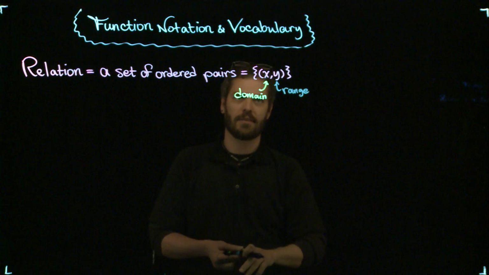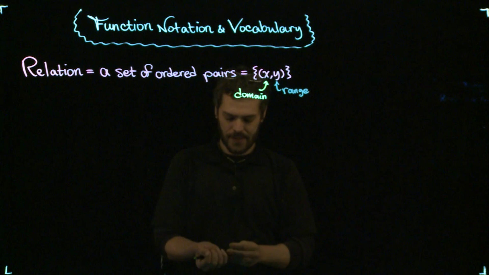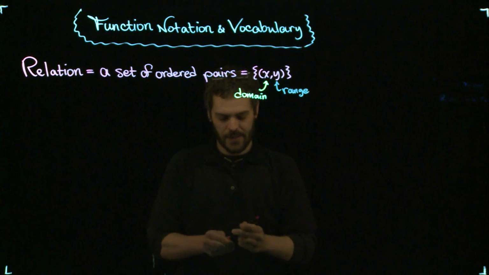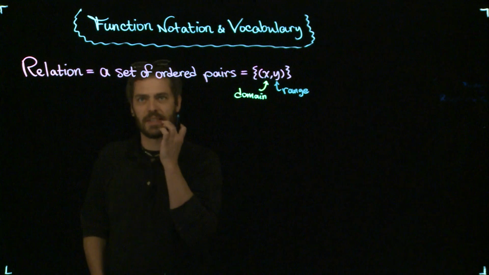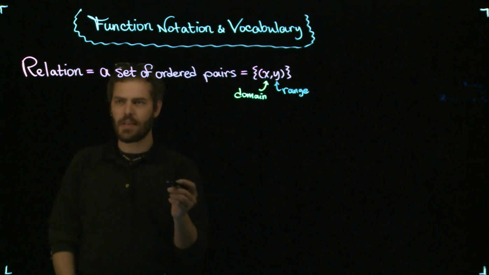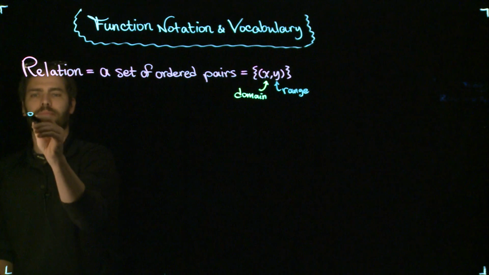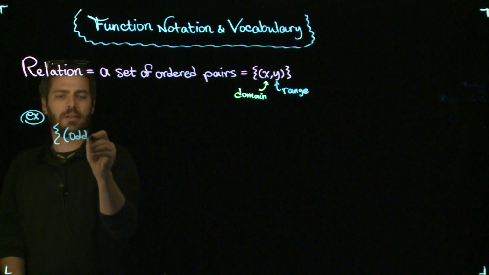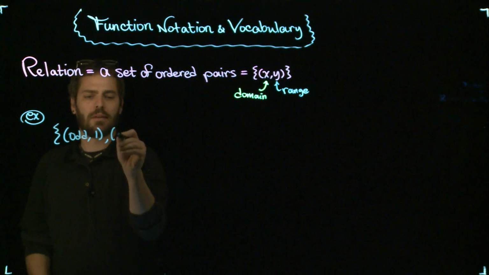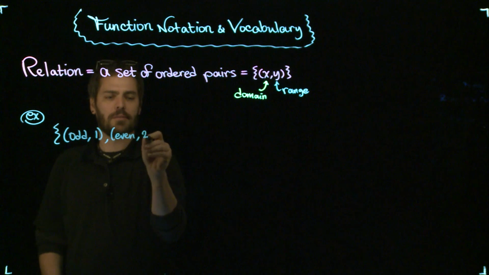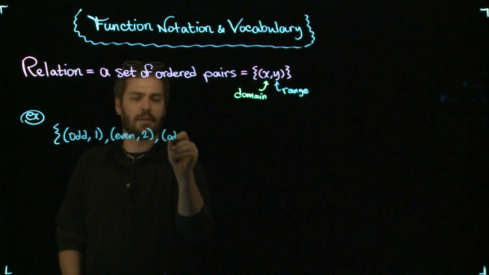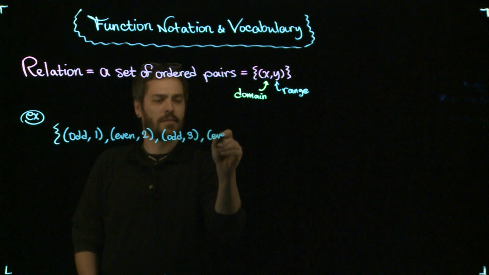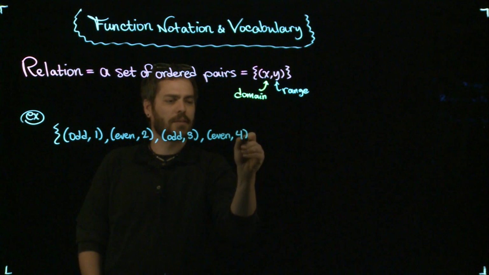Now, just because we have a function, or excuse me, a relation that makes sense, that does not necessarily mean we're talking about a function. And I saw an example in the OpenStax textbook for college algebra that looked like this. Consider this set, for example. Odd, comma 1, even, comma 2, odd, comma 3, even, comma 4, and so on.